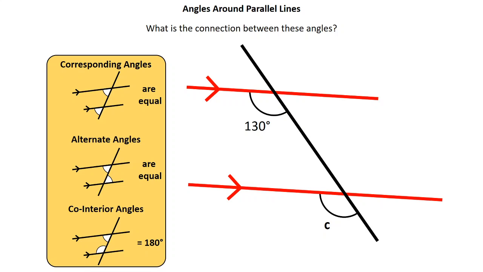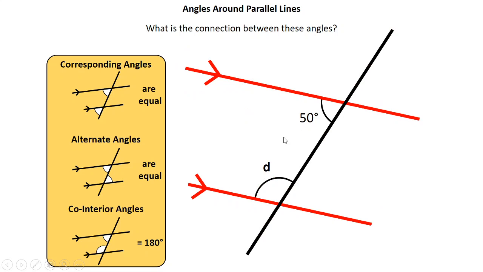Okay, which is this? 5, 4, 3, 2, 1. These angles are corresponding, so it would go down here. C would also be 130 degrees. Which one is this? 5, 4, 3, 2, 1. Okay, these are this backward C, so these are co-interior angles, and they would add up to 180 degrees, so D would be 130 degrees.